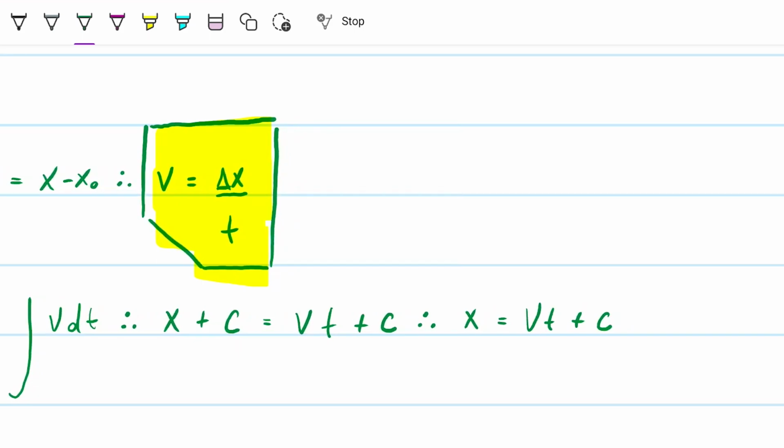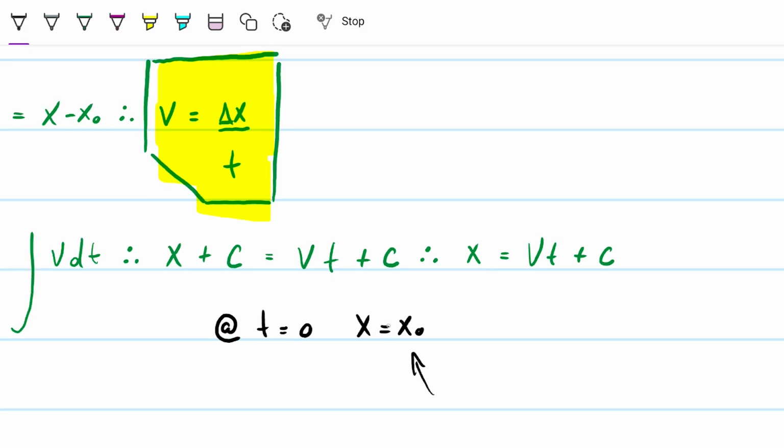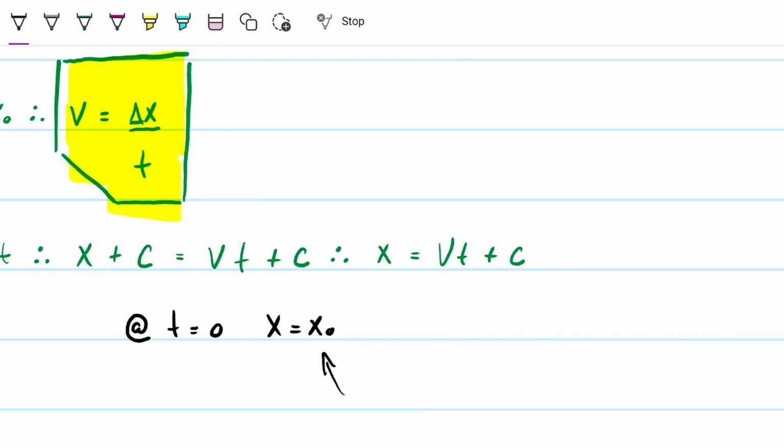To go from here to here, all we need is to eliminate that constant. For that, I need a boundary condition. I'm going to say that at time equals 0, my position equals x naught, because that's precisely the definition of x naught: the position x when my time is 0. If my x is x naught at 0, then x naught equals v times 0 plus my constant. V times 0 is 0, and therefore x naught equals my constant.